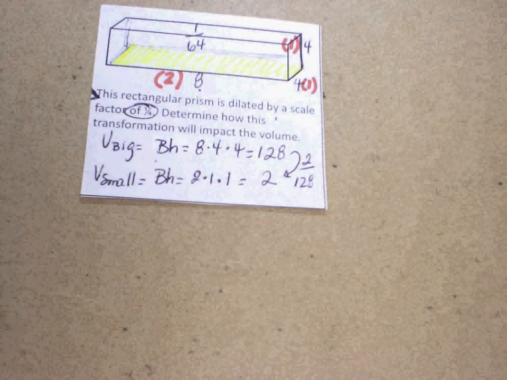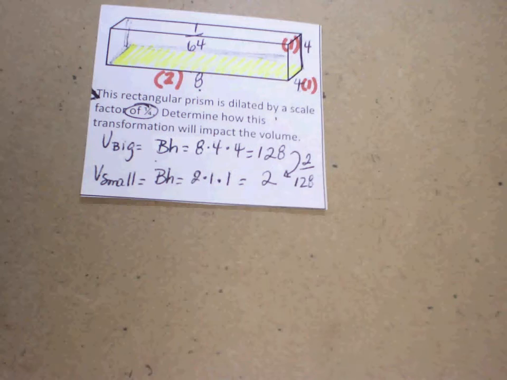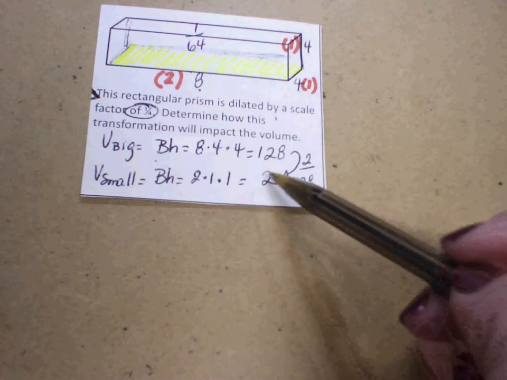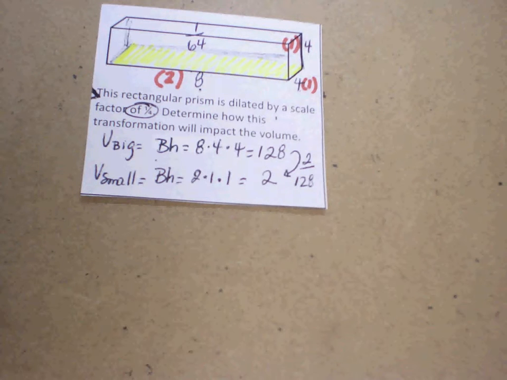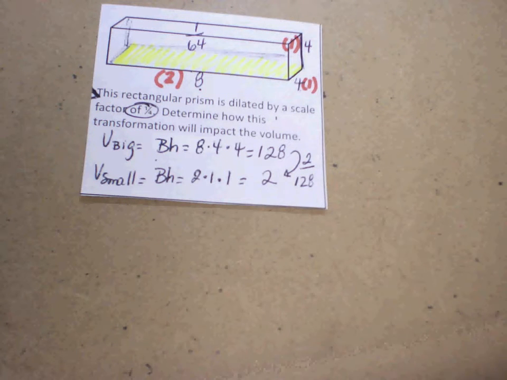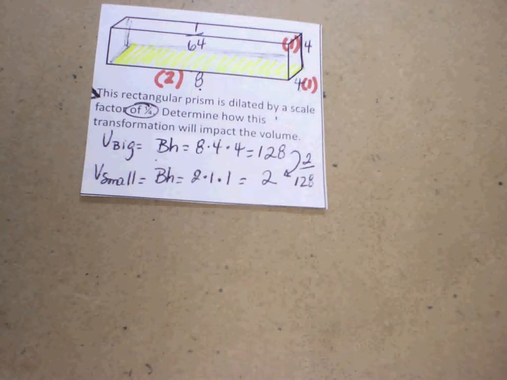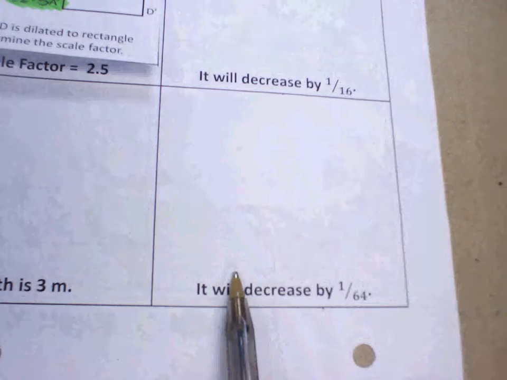One over 64. So it would be 64 times bigger or smaller? Really? It's going from the big one to this. Okay, it's 64 times smaller.